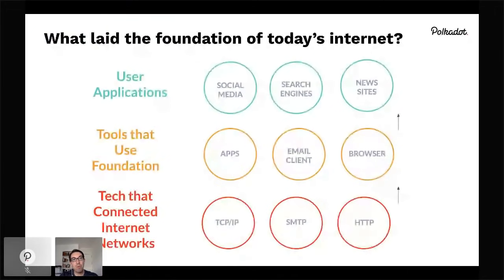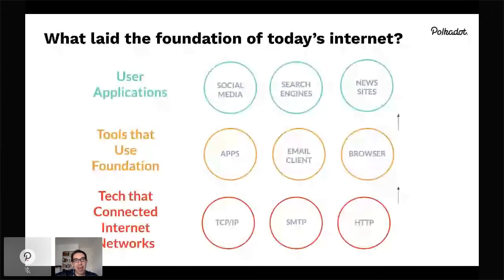So if we look really at the 70s, we had a lot of technology being developed that now helps lay the groundwork for how computers communicate with each other. So TCP/IP is just how do networks interact. SMTP is simple mail transfer protocol. How do emails get sent to each other? HTTP is how does a web page get sent to your computer? Tools are built that use those fundamental protocols that everybody shares. So the apps on your phone, your email client, your web browser.